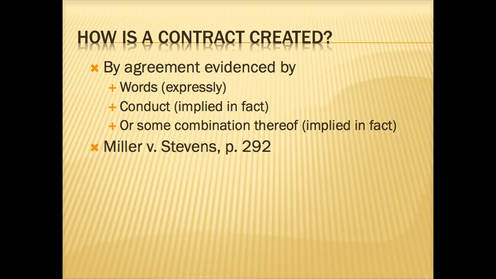So how is the contract created? It's created by the agreement of the parties in words, conduct, or a combination of that. That's when a contract is created. Remember, quasi-contract is not a true contract.